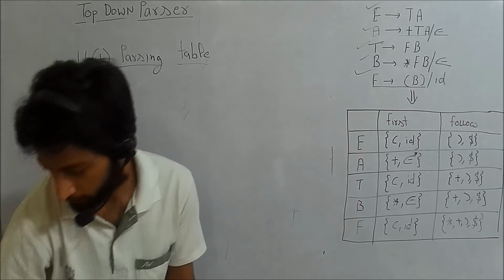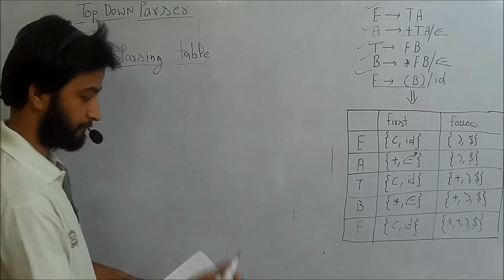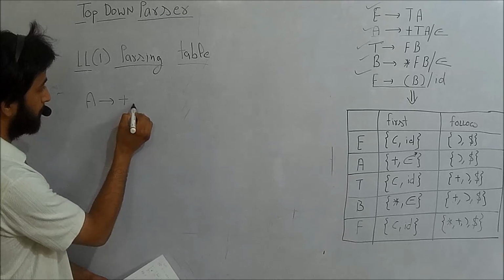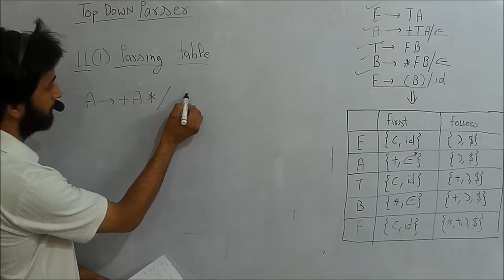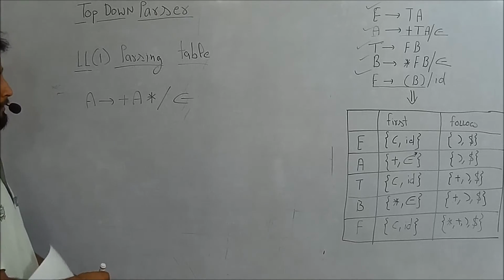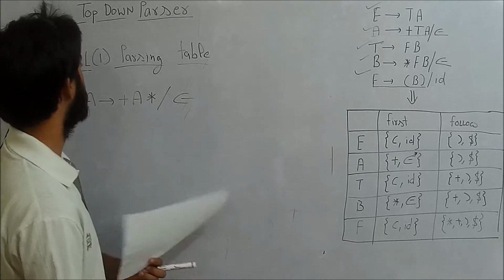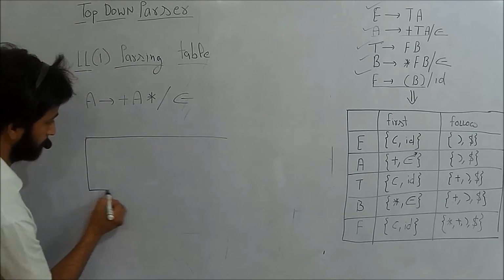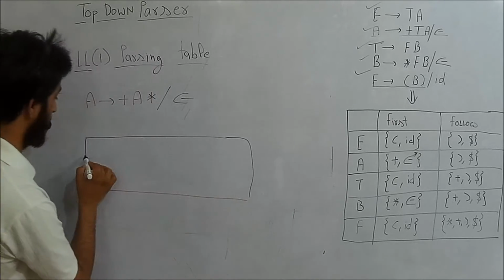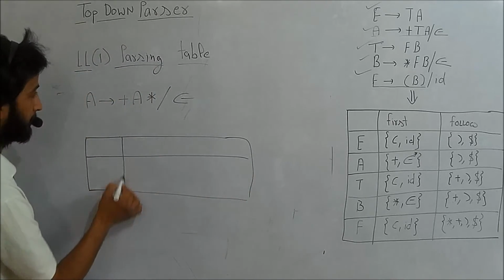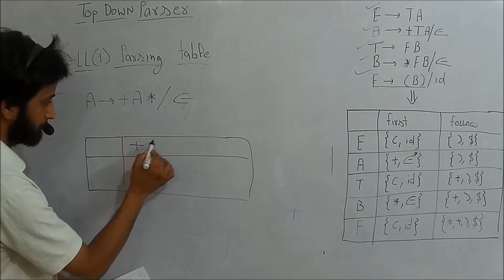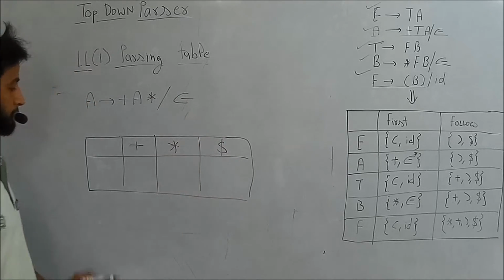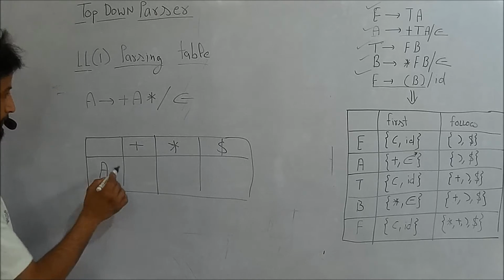Examples are, first we have a grammar in which A derives plus A star, and then we have epsilon. Okay, so let us draw the LL1 parsing table for this grammar. Here I have to write the terminals, and terminals in this grammar are plus, star and dollar. Okay, and the non-terminal is A.